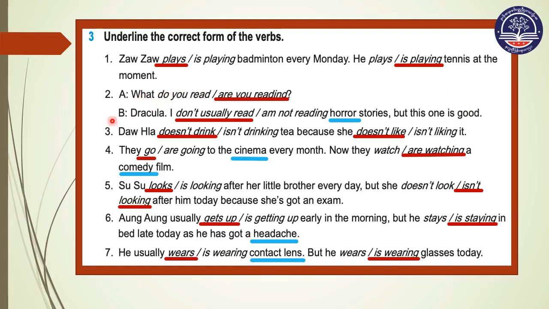Okay? Number 3. Dohla doesn't drink tea because she doesn't like it.